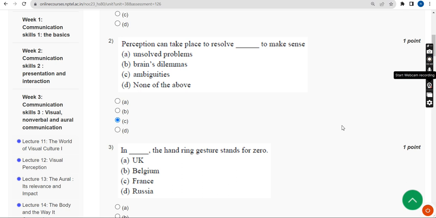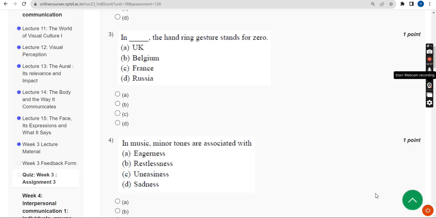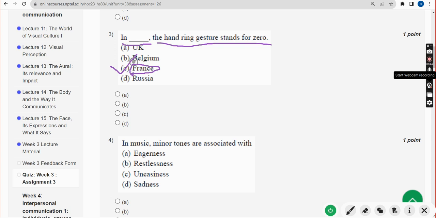Now let's move on to the third question. In dash the hand ring gesture stands for zero. So for the third question, the probable answer is option C. Once again, it is France. So mark option C, France.